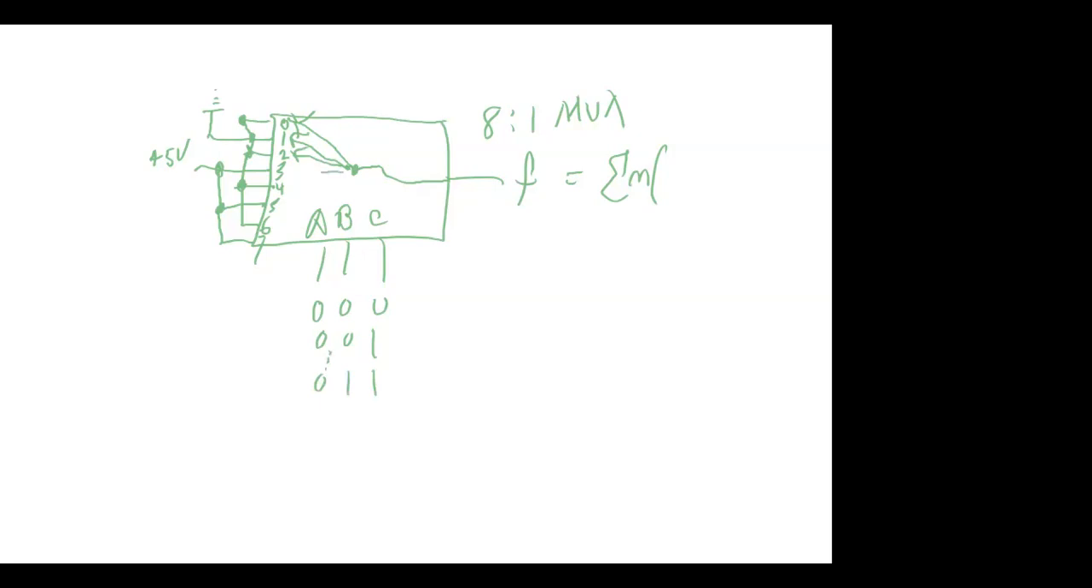And once it's at position 3, its output will be a 1. At position 4, its output is a 0. At position 5, its output is a 1. At position 6, its output is a 0. At position 7, its output is a 1. And so what we have done yet again is implemented a truth table without any K-maps, and all we needed was wires and an 8-to-1 multiplexer.